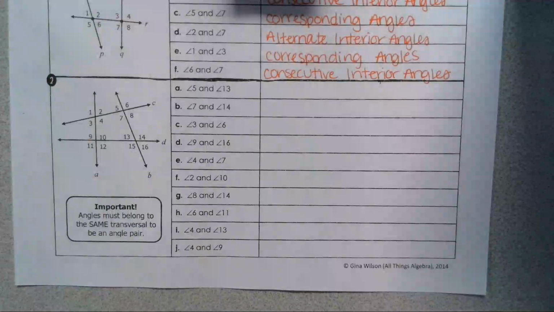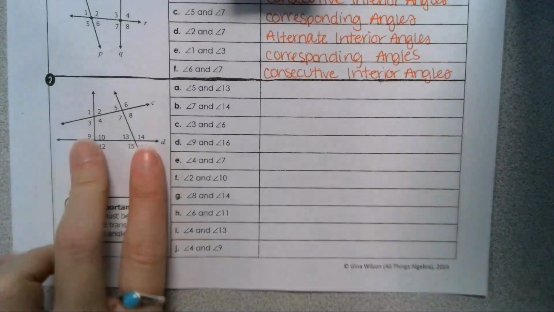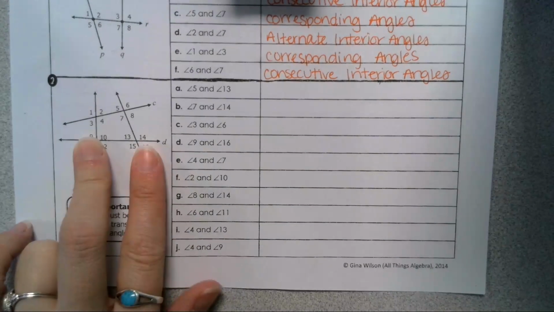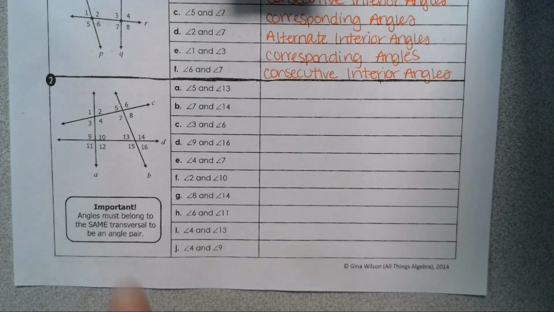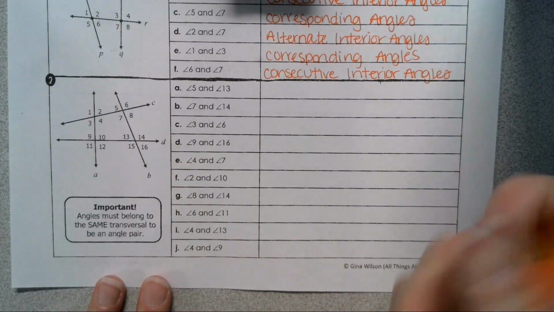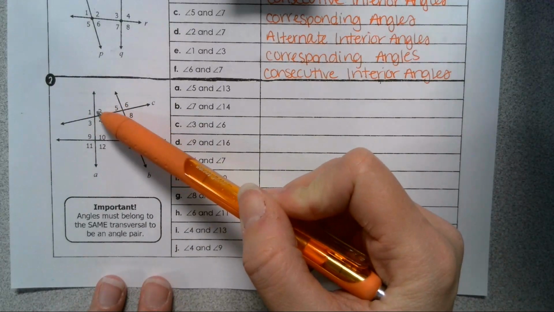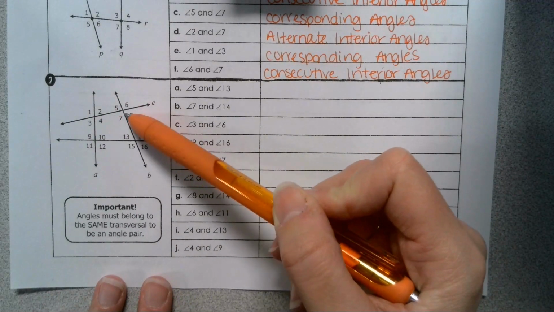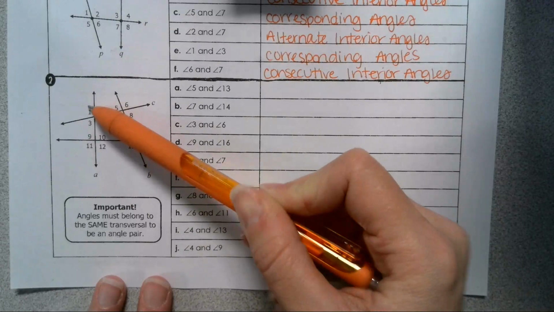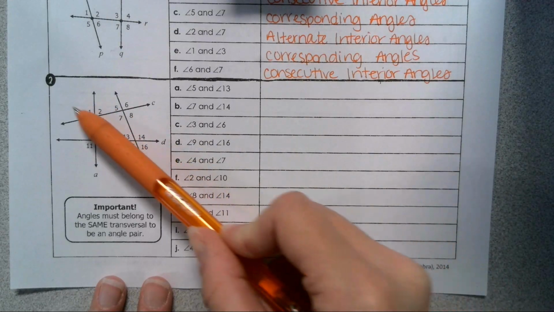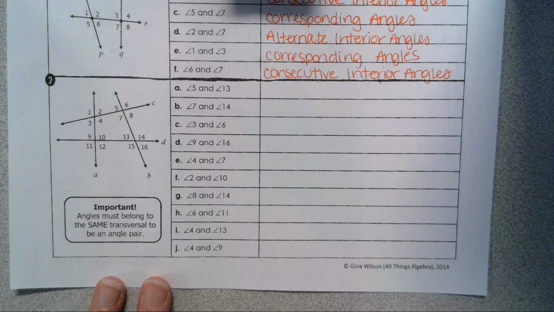Okay, for this one, we have 2 different transversals here. And it says here that it is important angles must belong to the same transversal to be an angle pair. So we can combine this angle cluster with the cluster to the right or the cluster to the bottom, but they cannot go diagonals. So let's take a look.